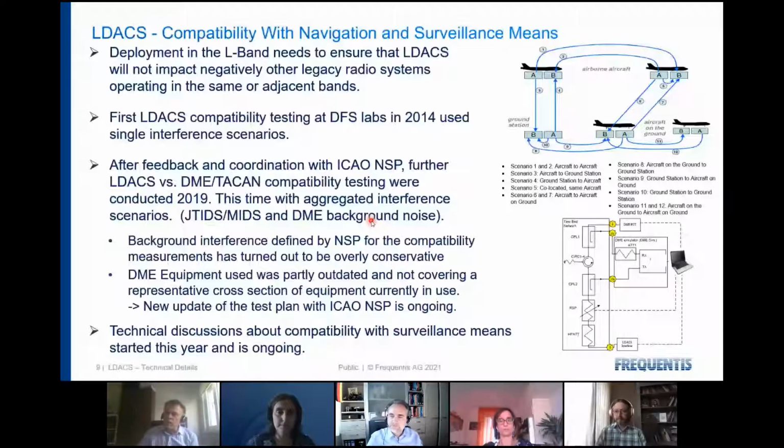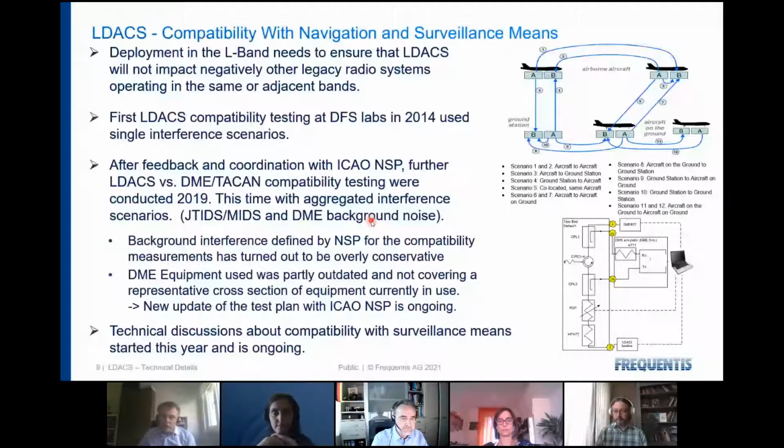The discussion with the surveillance panel started this year. Also, they have very strict compatibility requirements which protect not only the system, but the spectrum. We see it less critically due to the large frequency separation that we have to the 1030, 1090 systems.